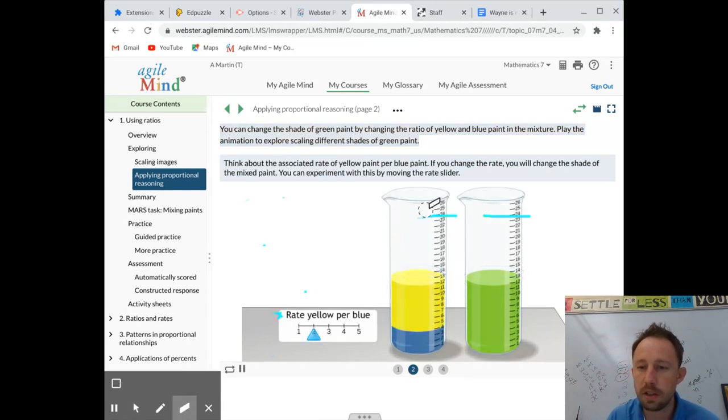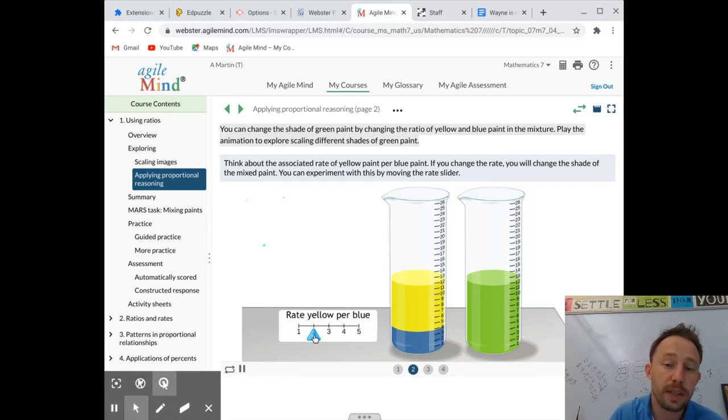All right, so if we look at this, it says that if you think about the associated rate of yellow paint per blue paint, if you change the rate, you would change the shade of the mixed paint. And you can experiment by moving the rate slider. So we're going to do that.